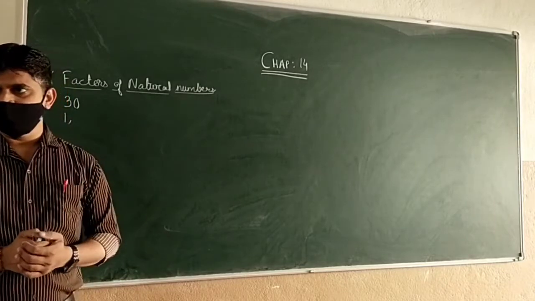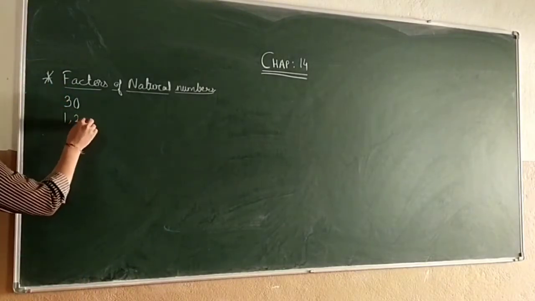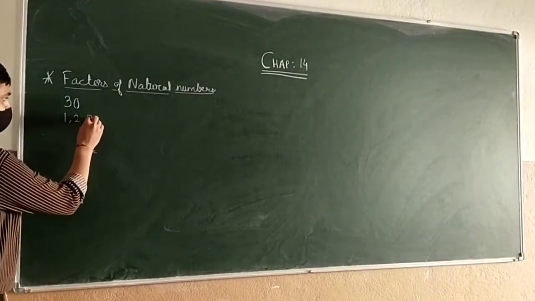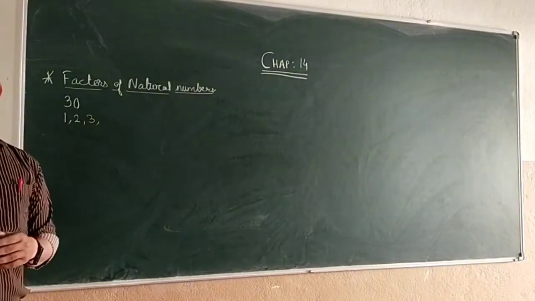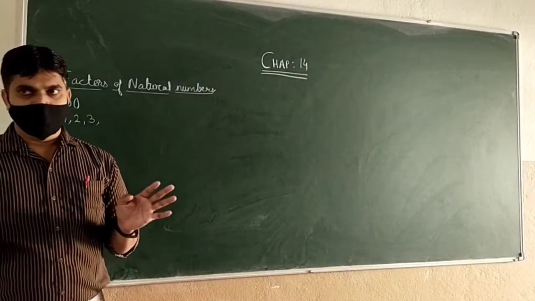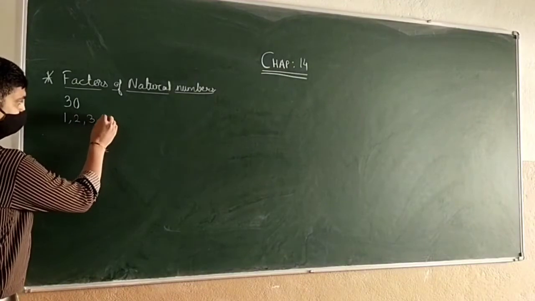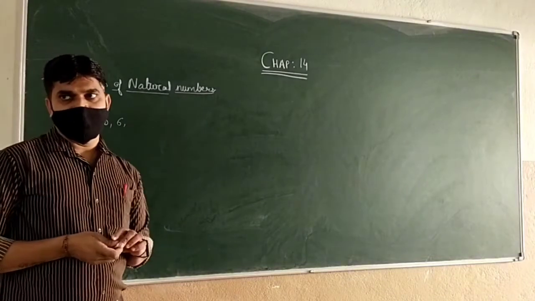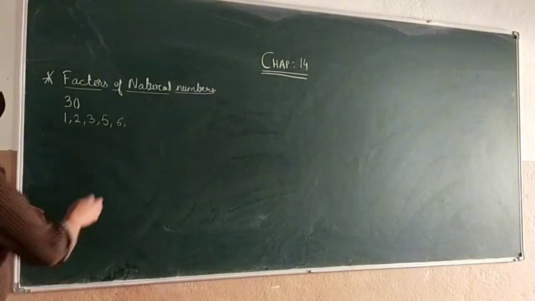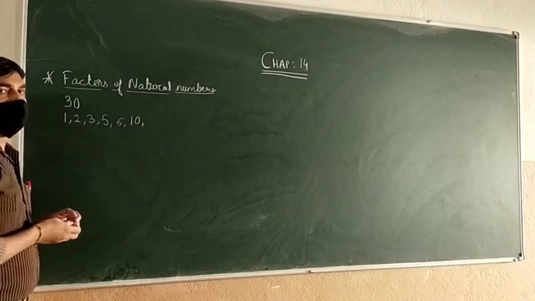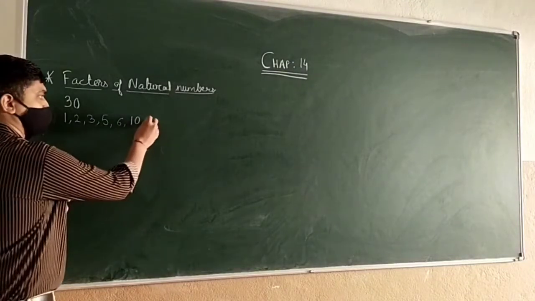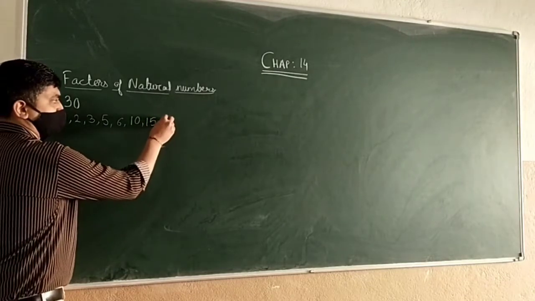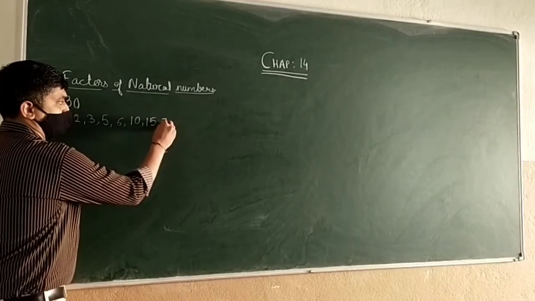2's table, will 30 come? Yes, 2 into 15 is 30, so 2 is a factor. 3 tens are 30. 4's table? 4 7s are 28, 4 8s are 32, no. So 5. 5 6s are 30. 6 5s are 30. 7's table? 8's table? 9's table? 10? 10 3s are 30. Then 15. 11, 12, 13, 14, no. And directly 30. These all are the factors of 30 you can see.